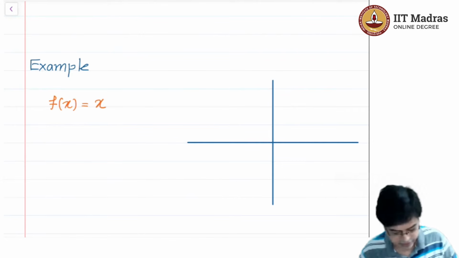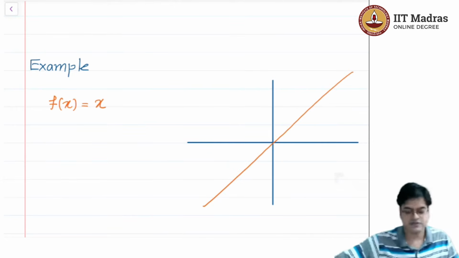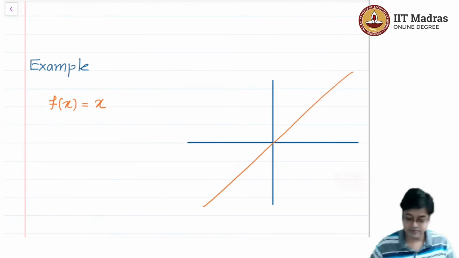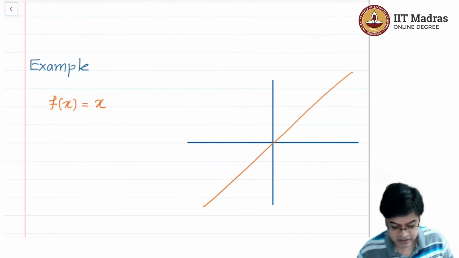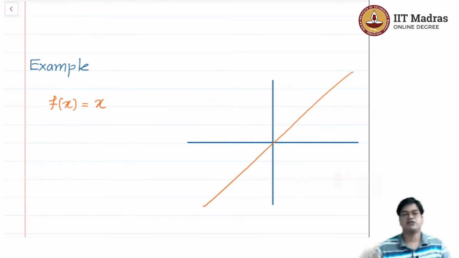Is this function one-to-one? It's a straight line passing through the origin. Is this function one-to-one? Let us check whether this is a function. Take a line parallel to the x-axis and pass it horizontally. So just drag the x-axis up and down. Do you see any point touching more than one point? No. So it's a valid function.